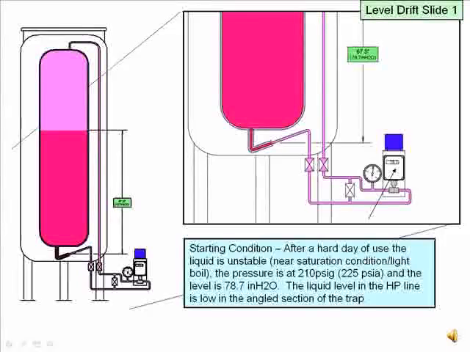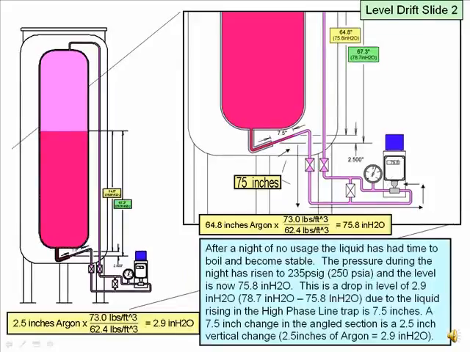For the following example, the tank has seen heavy use during the day and is at 210 psi gauge pressure. Heavy usage and sometimes normal usage can result in a tank without subcool. This means the liquid in the tank is in a light boiling mode. By the nature of heavy or normal usage, the liquid in the high phase line will be toward the bottom of the trap. In this example, the differential pressure gauge is indicating 78.7 inches of water.